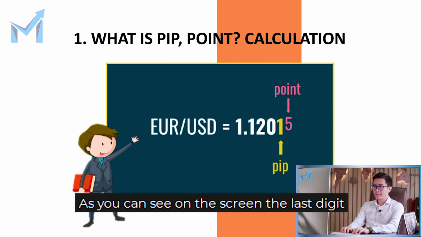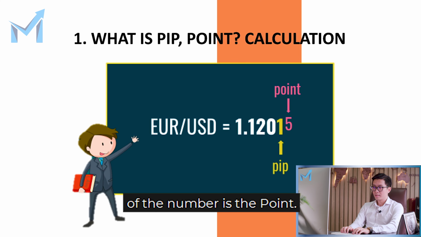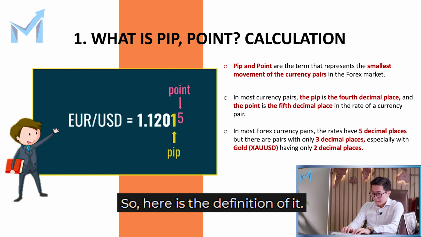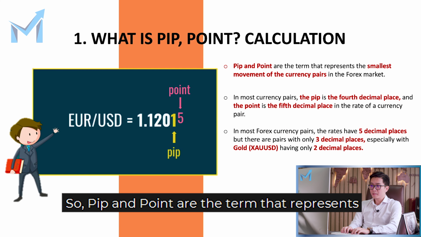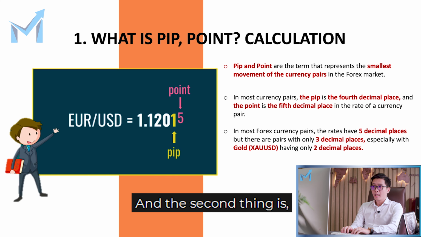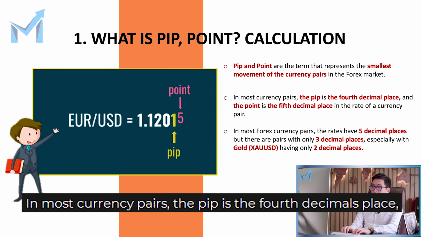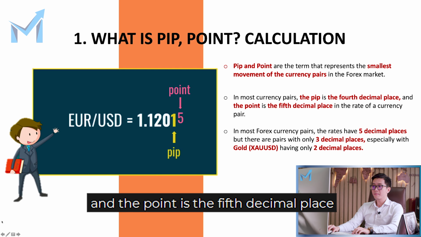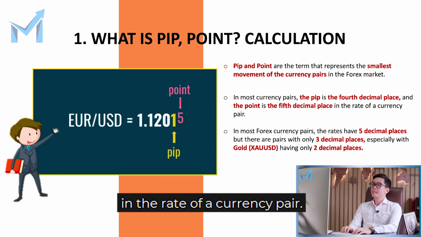As you can see on the screen, the last digit on the number is the point. So here's the definition of it. Pip and point are the terms that represent the smallest movement of a currency pair in the forex market. And the second thing is, in most currency pairs, the pip is the fourth decimal place and the point is the fifth decimal place in the rate of a currency pair.